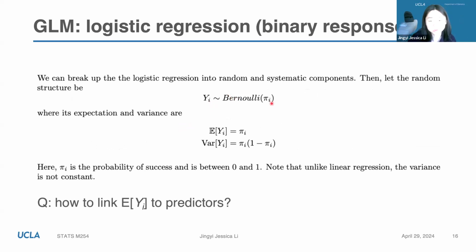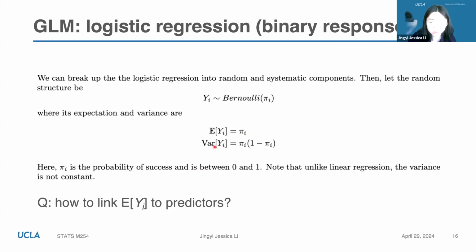because the Bernoulli distribution is exactly that, it gives you 0 and 1s. There's only one parameter in the Bernoulli distribution, pi i. Pi i denotes the probability of getting a 1. For Bernoulli yi, we know its mean is pi i, and we know its variance is pi i times 1 minus pi i. And pi i is a probability of success, so it is a value between 0 and 1.